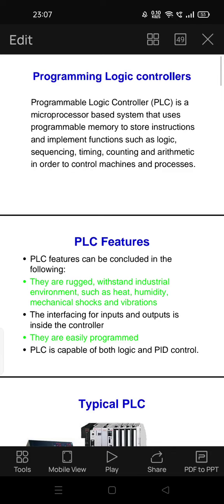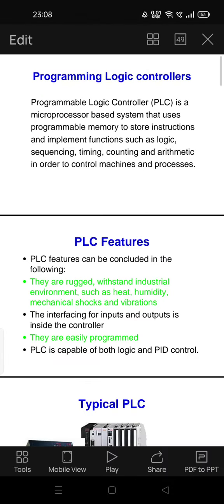Friends, today's topic is about programmable logic control. A programmable logic controller is a microprocessor-based system that uses programmable memory to store instructions and implement functions such as logic, sequence, timing, and counting to control machines and processes.